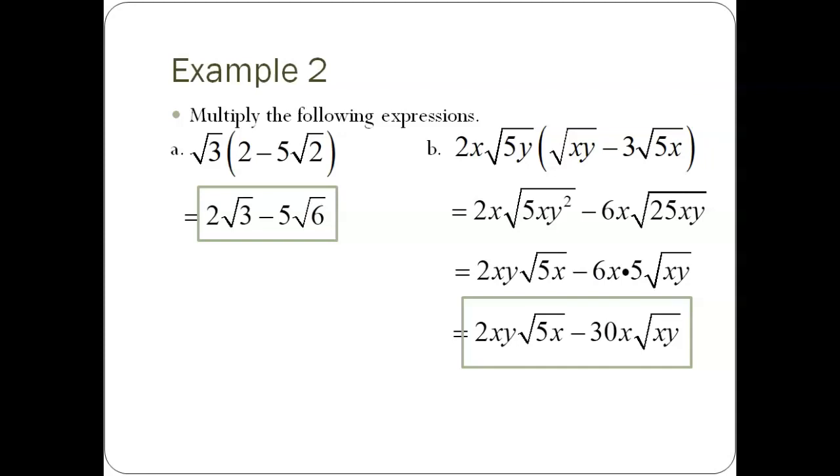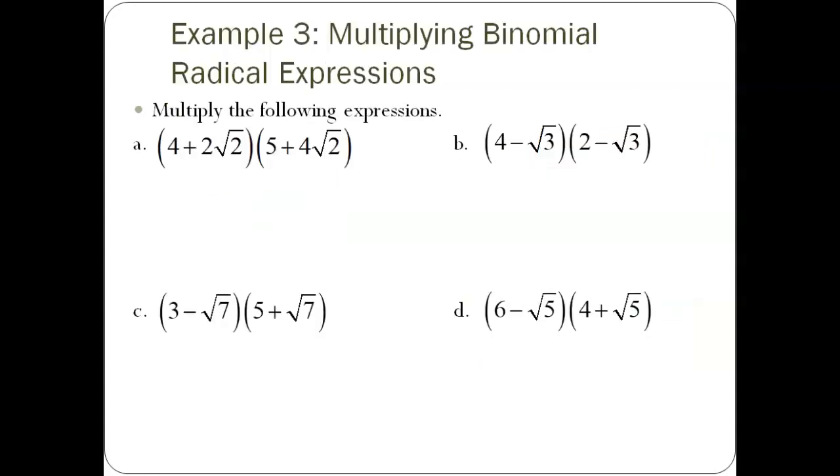All right, taking a look at example 3. Here we have some binomial expressions multiplied by other binomial expressions. So here we just have to make sure that we're keeping track of everything we're multiplying. So for this first one, we're going to multiply 4 times 5, and then 4 times 4 root 2, and then 2 root 2 times 5, and then 2 root 2 times 4 root 2.